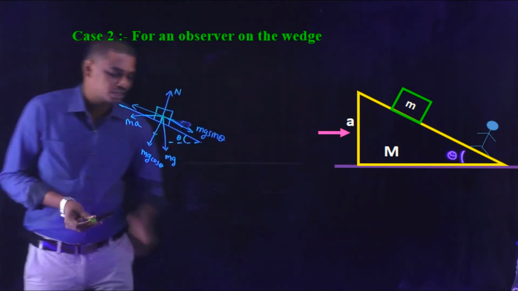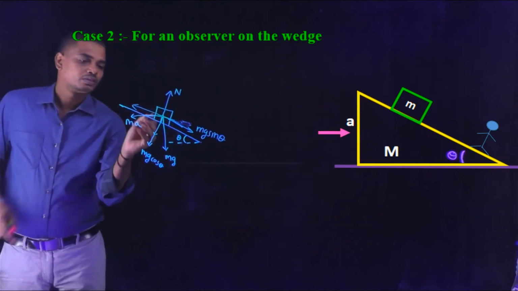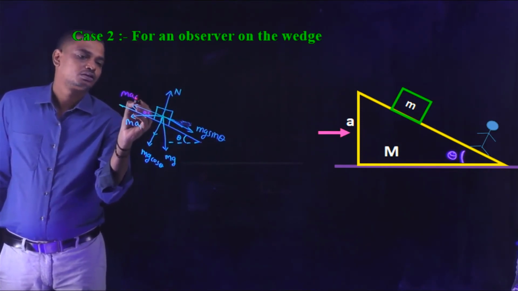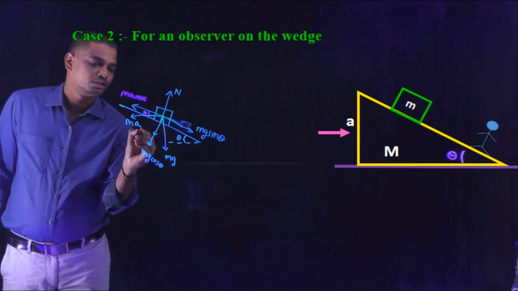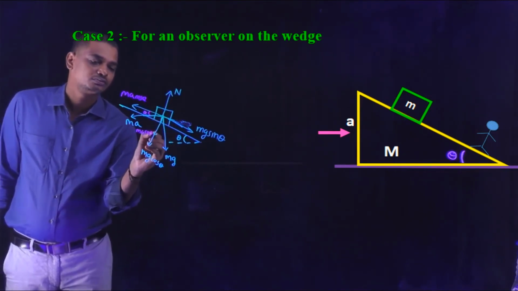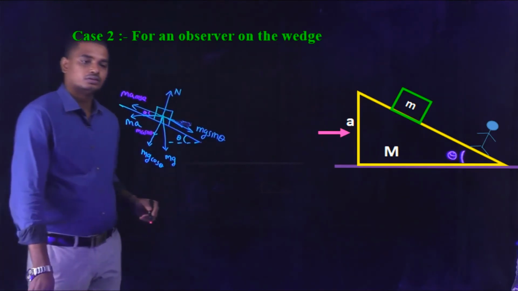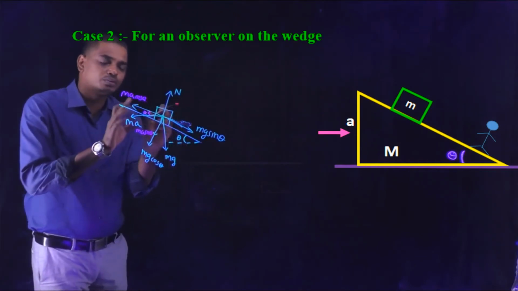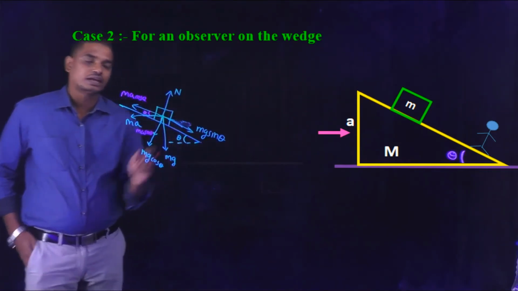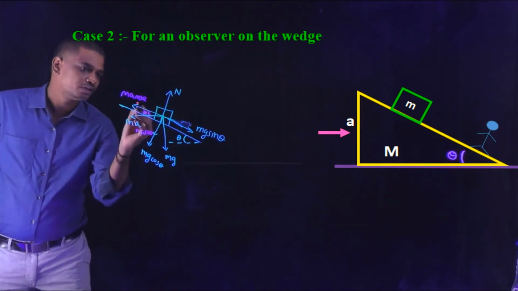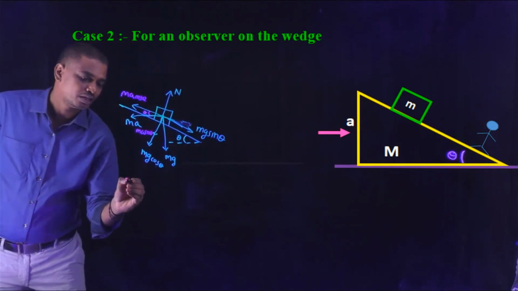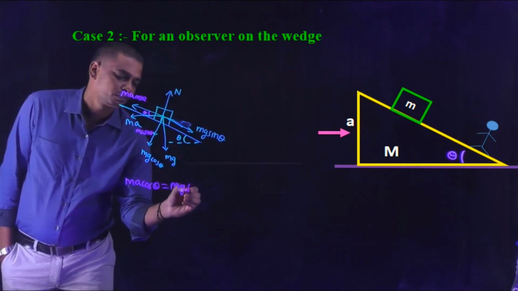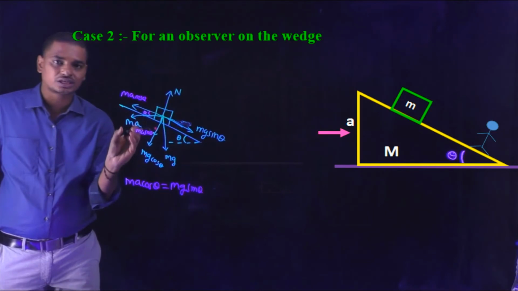So if I use another pen, it would be easier. Here is also angle theta, so it will be ma cos theta, and this will be ma sin theta, right? Now here the block should be in stationary condition, so there is no net force acting on the body. If we write the equation along this horizontal direction, ma cos theta should be equal to mg sin theta, then only the block will be at rest, right?